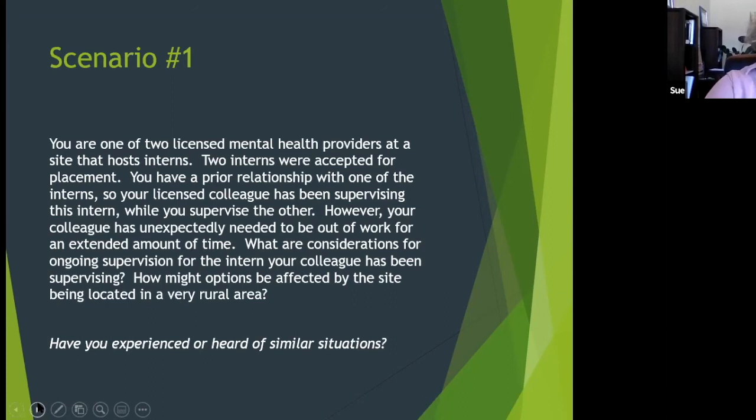And as I've asked at the bottom, have you experienced or heard of something similar? If you choose to talk about something that you want to bring to your group, that's fine. But be aware of confidentiality. If you are talking about a real situation, mask it enough that we're not breaking anybody's confidentiality. Just be aware of that.